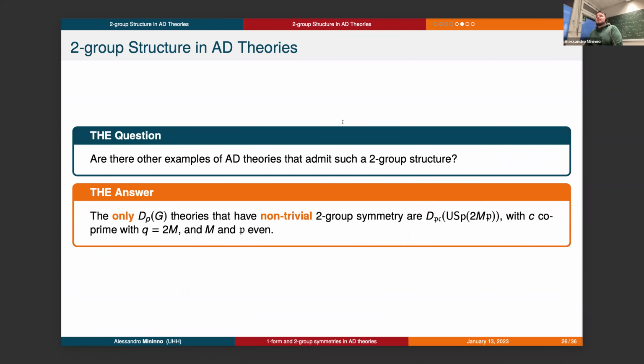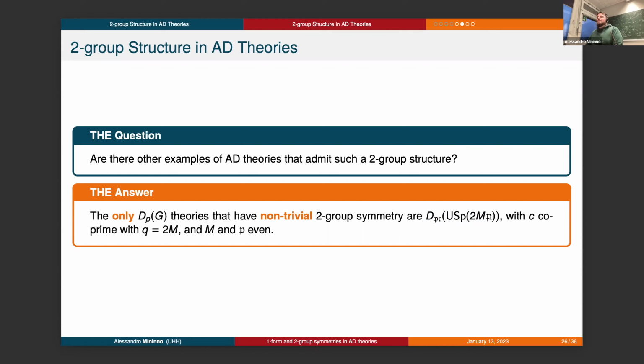So the question is, are there other examples of this kind of DPG theory that admit such a two-group structure? The answer is that the only DPG theories that can admit a non-trivial two-group structure are the DP USP2M with a specific choice of M, P, and C. In this notation, C must be coprime with 2M, and then M and P must be even. They are used to classify the possible objects that you can admit.